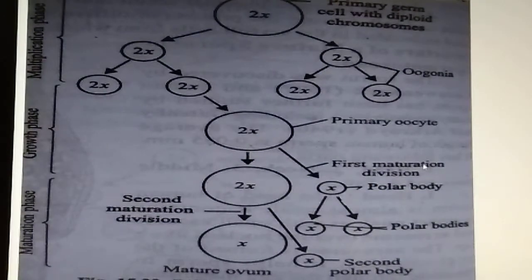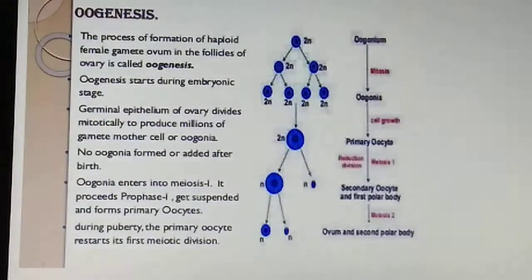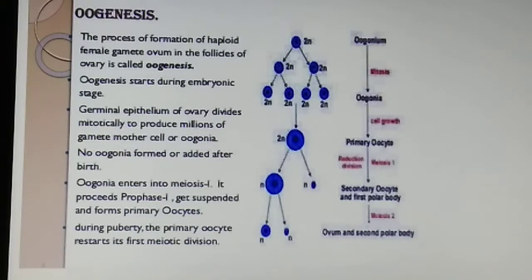Now this is the diagram that we'll be studying. The primary germ cell with diploid chromosomes divides mitotically to form the oogonia. Then this diploid primary oocyte, after maturation, undergoes two maturation divisions, which we'll be studying now. So look here, students, this is the complete oogenesis shown and described. I have already explained the definition.